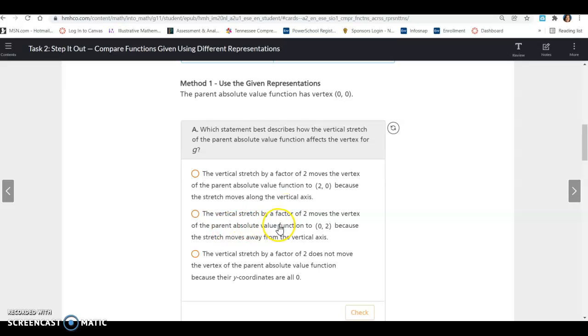The vertical stretch by a factor of 2 moves the vertex of the parent function. No. The vertical stretch by a factor of 2 does not move the vertex. That's true. All it does is make it wider or narrower. It doesn't move the vertex. So a vertical stretch by a factor of 2 does not move the vertex of the parent absolute value function because their y-coordinates are all 0. Okay, so that is true.